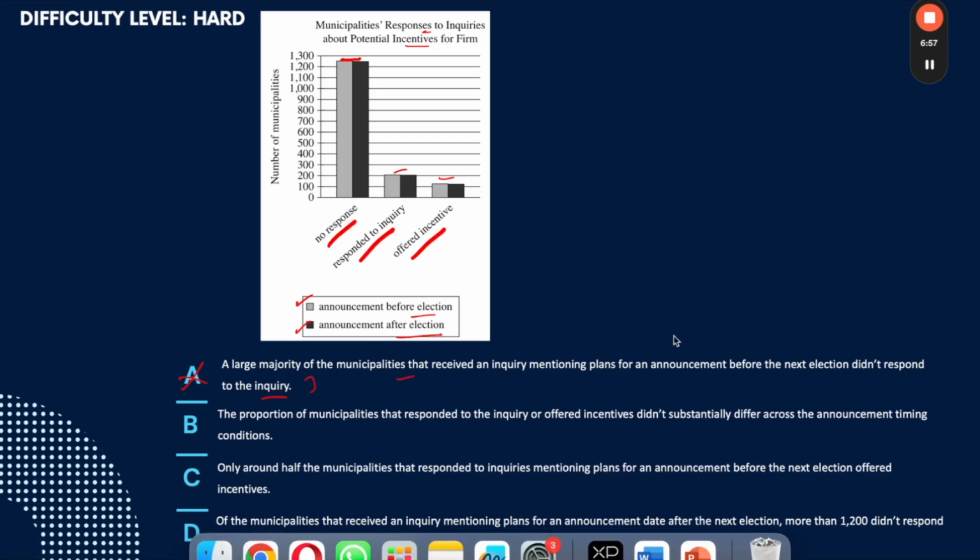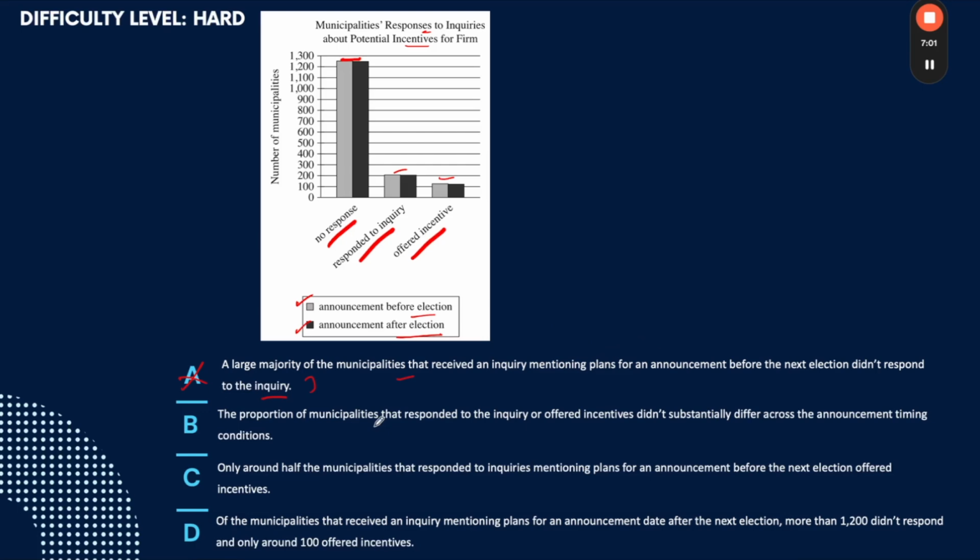Now let us look at choice B. The proportion of municipalities that responded to the inquiry or offered incentives didn't substantially differ across the announcement timing conditions. Now, this option clearly states that the timing has nothing to do with it, right? The timing of the announcement didn't really affect how likely the municipalities were to respond or offer incentives.